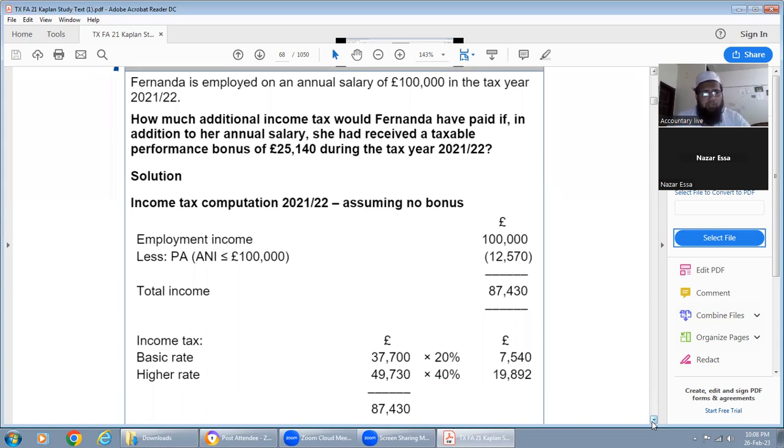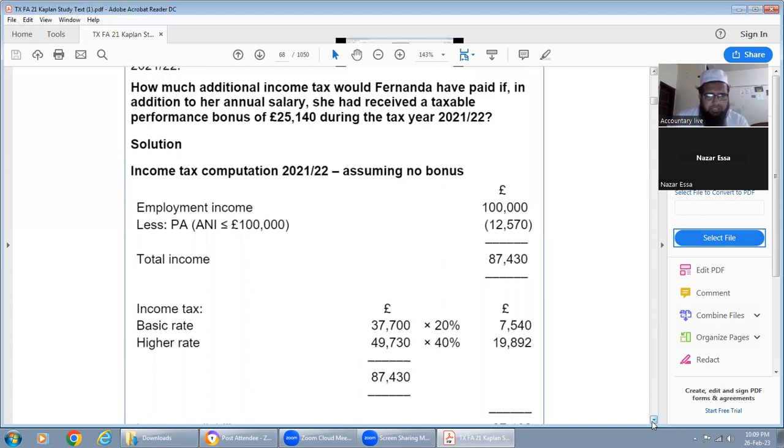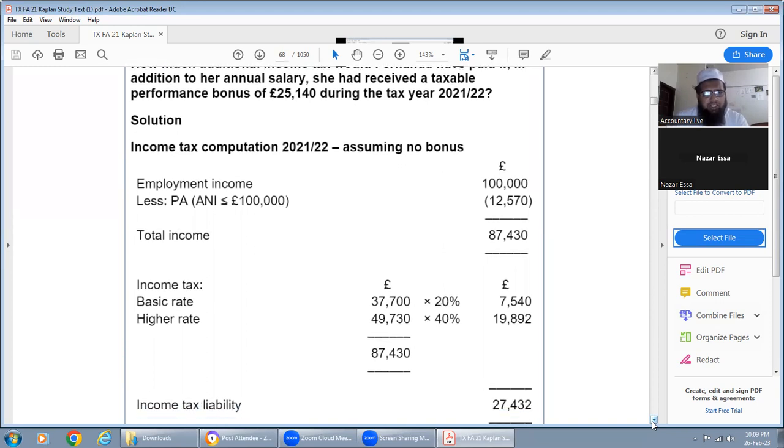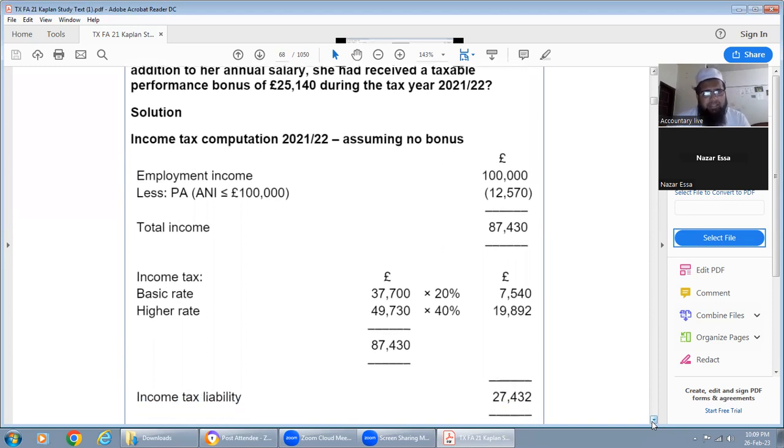Now, if we compute, employment income is 1 lakh. Personal allowance, she is getting 12,570, because she is at 1 lakh, not more than 1 lakh. So total income is 87,430. If we take out the basic calculation, income tax liability is 27,432.